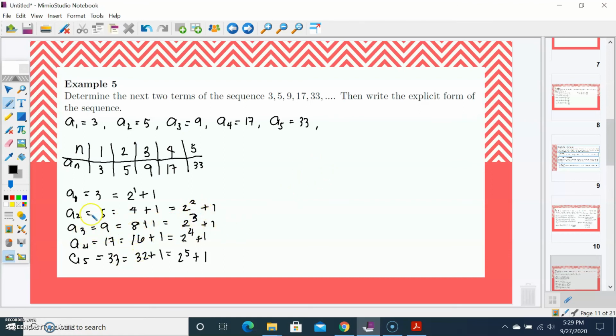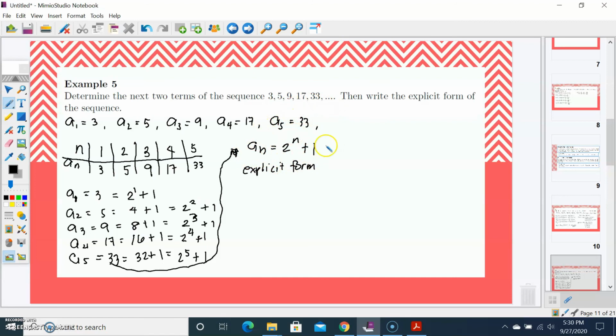Tama? So, if you continue this up to a sub n, yung last term, hindi natin alam kung ano yung value ni n na yon. But, since we already have the relationship of the subscript and the exponent of the base 2 here, we can look for a sub n just by raising 2 to the exponent n and then adding 1. So this is now actually the explicit form of the given sequence.